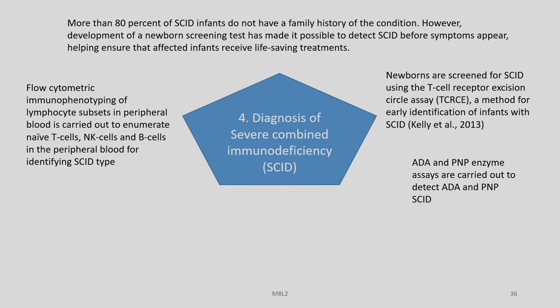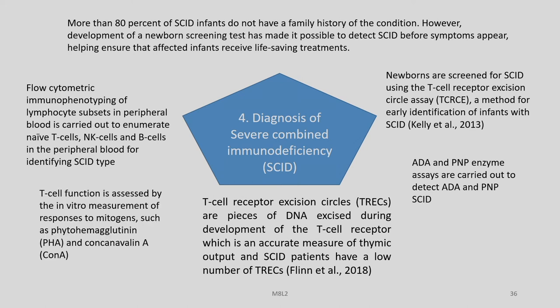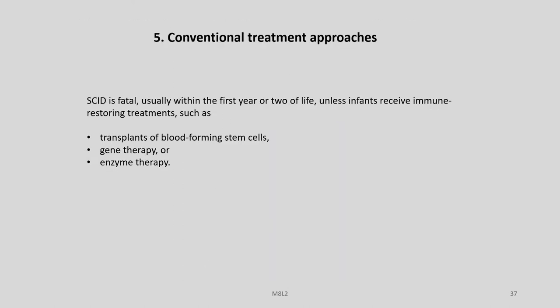Other diagnostic methods include ADA and PNP enzyme assays, which are carried out to detect these particular enzymes. Then we have T cell receptor excision circles, or TRECs. These are pieces of DNA excised during development of the T cell receptor, which is an accurate measure of thymic output, and SCID patients have a low number of TRECs. Lastly, T cell function is assessed by the in vitro measurement of responses to mitogens such as phytohemagglutinin and concanavalin A.